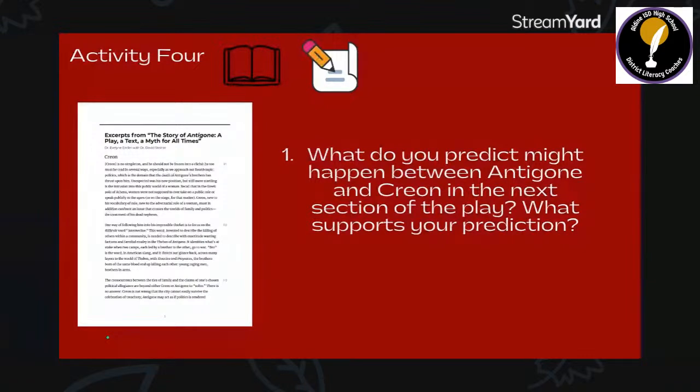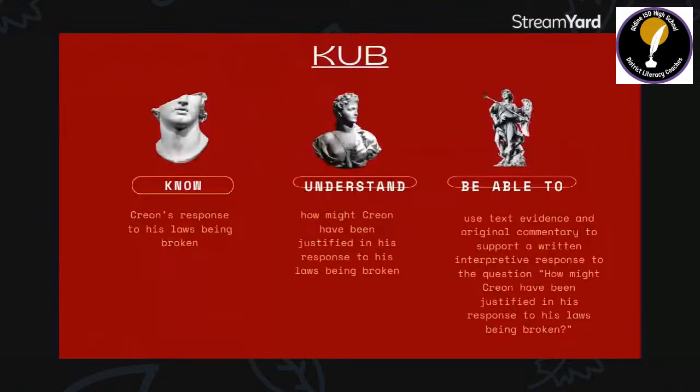So that does conclude lesson 4 for our suggested unit. We hope students will know Creon's response to his laws being broken. They'll understand how Creon might have been justified in his response to his laws being broken, and be able to use text evidence and original commentary to support a written interpretive response to the question, how might Creon have been justified in his response to his laws being broken?